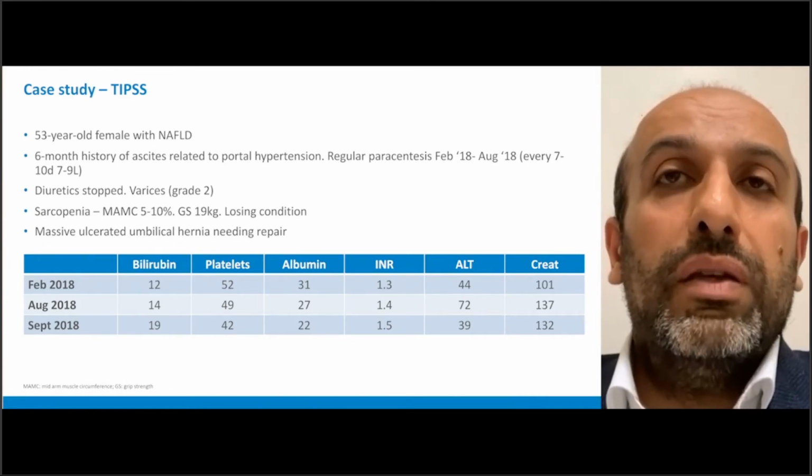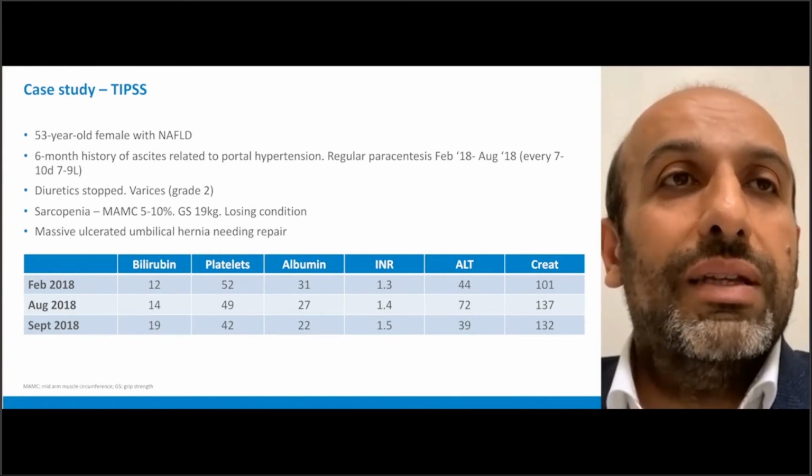This was between February 2018 and August 2018. And she required 7 to 9 liters of paracentesis every 7 to 10 days. So that's quite a significant volume of ascites and also a number of procedures. Her diuretics were stopped and she had some sarcopenia, and her condition was slightly deteriorating.